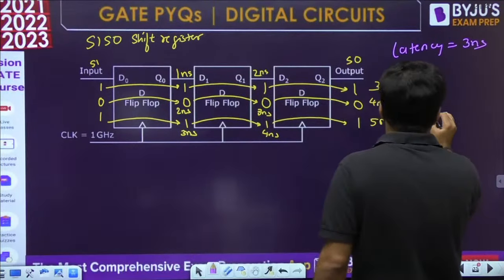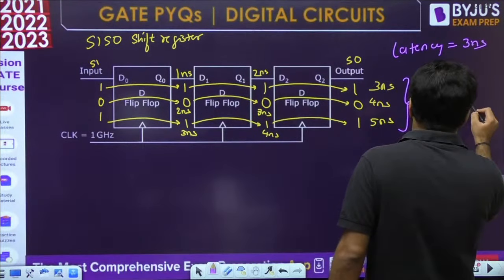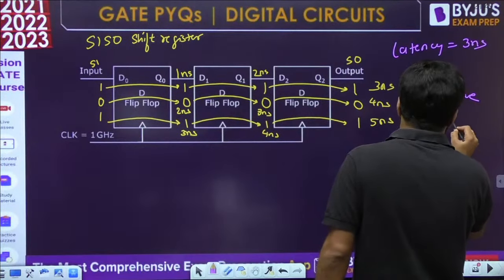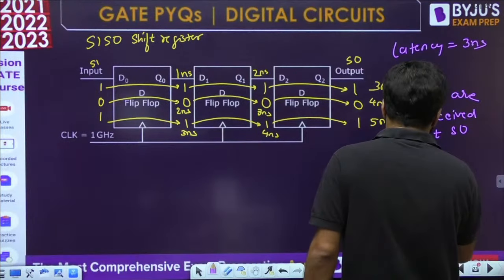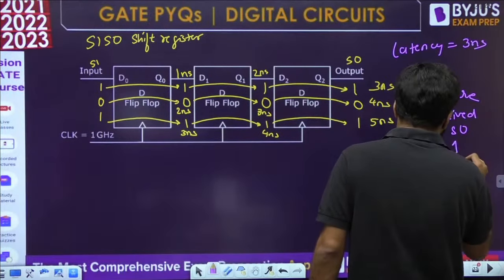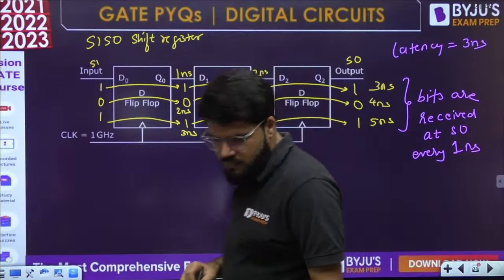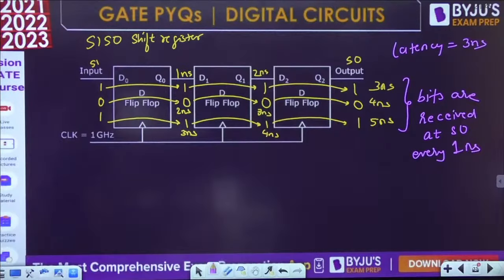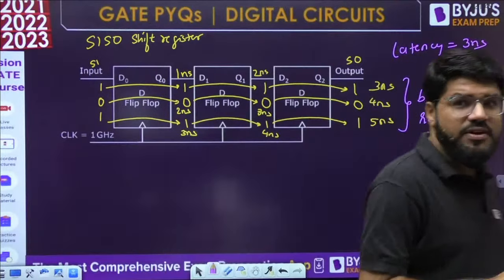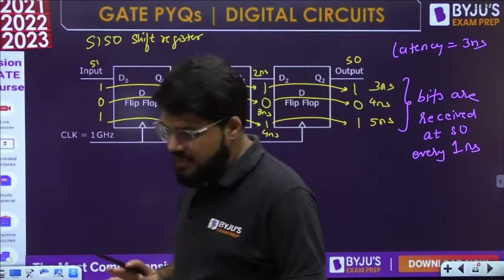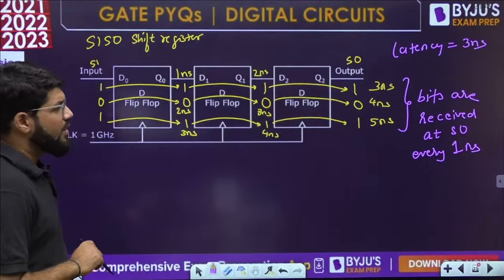Bits are being received at the output pin. What is the output pin? Serial output pin. The bits are being received at every 1 nanosecond. Is that clear to everybody? The bits are being received after every 1 nanosecond. Ye dhyan rakhna, after every 1 nanosecond.